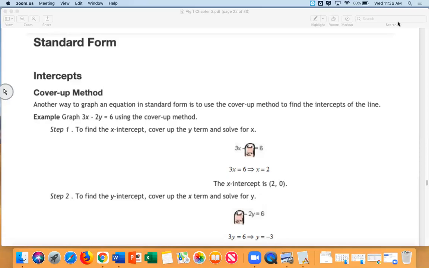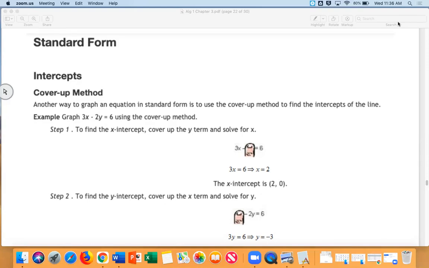But he came up with this, and it's called the cover-up method. Basically, what you do is you take your finger and you cover up the variable. The variable you cover up is the one that is being replaced by 0. And then that leaves us with an equation that we solve. Ready for this, John? Now, this only works if it's in standard form.